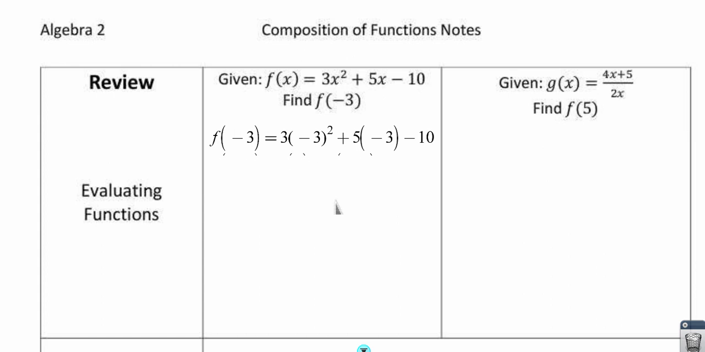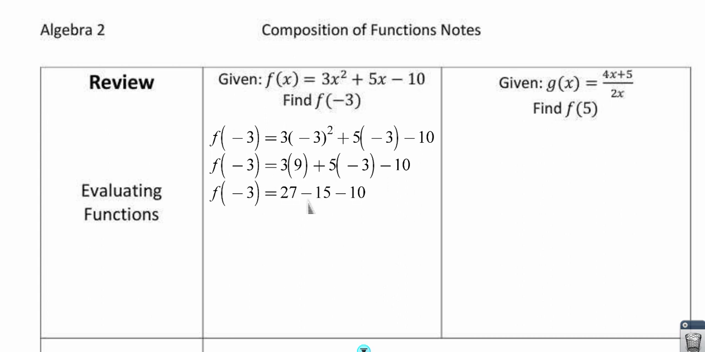To do that, we're simply going to take negative 3. Anywhere we see an x, we're going to plug in negative 3. And we're just going to use order of operations to work this problem out. First we're going to square our negative 3, so we get 9. Then we can do our multiplying. 3 times 9 is 27. 5 times negative 3 is negative 15. This negative 10 just gets left alone. And then we can do our subtracting. 27 minus 15 minus 10 is 2.